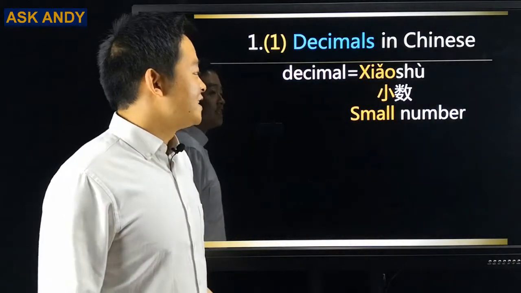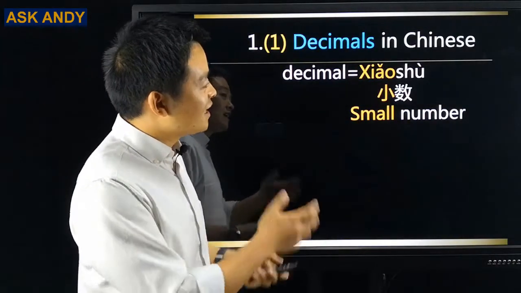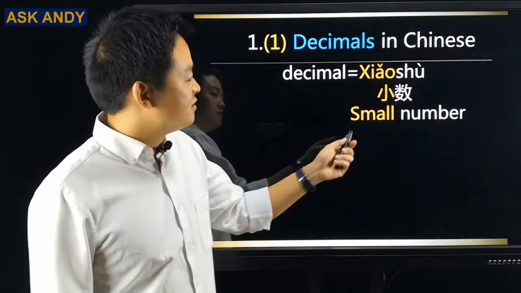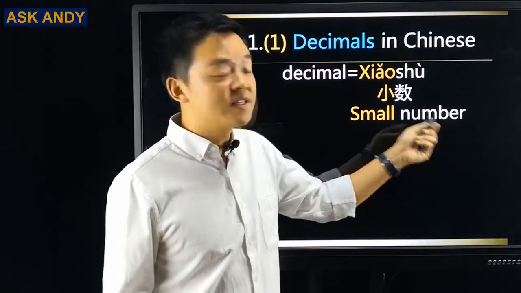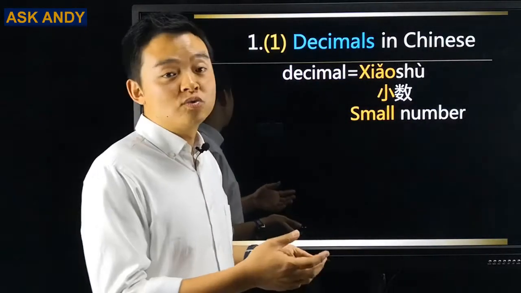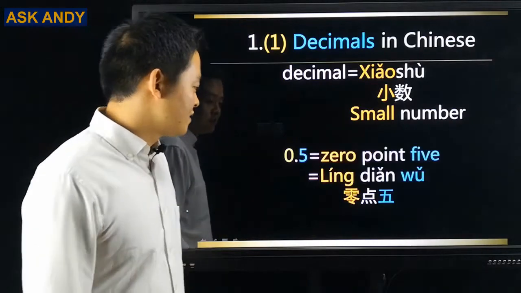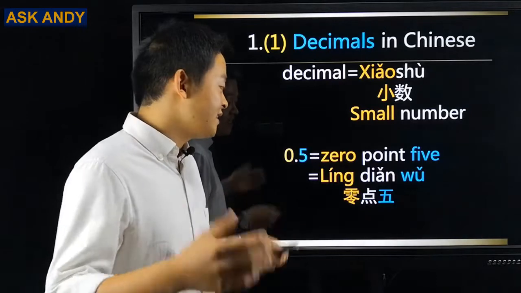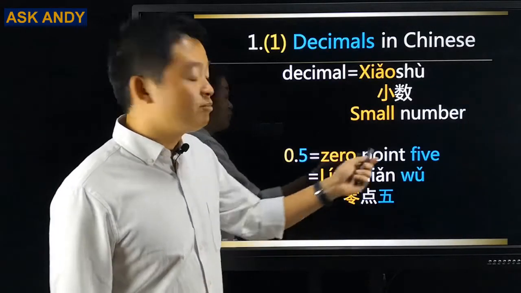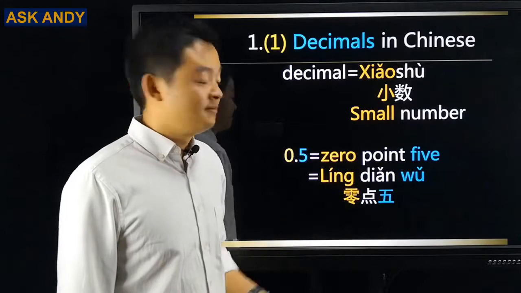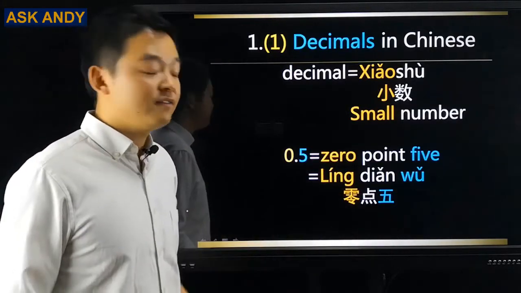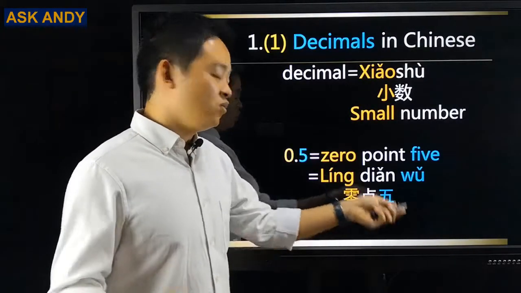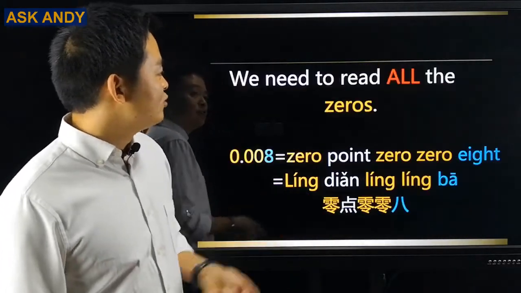Decimals in Chinese. Decimal in Chinese, we say it as 小数. 小 literally is small, 数 is number. So decimal, 小数, small number. Let's see an example. 0.5. When we read it in Chinese, it's exactly the same. You just remember the point in Chinese is 点. So 0.5, we just read it as 0.5. Easy, right? Let's move on.